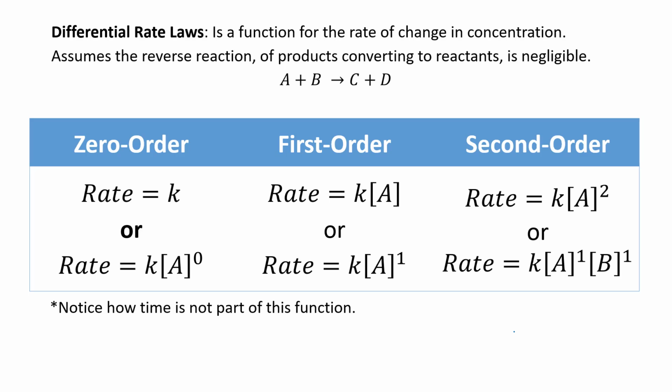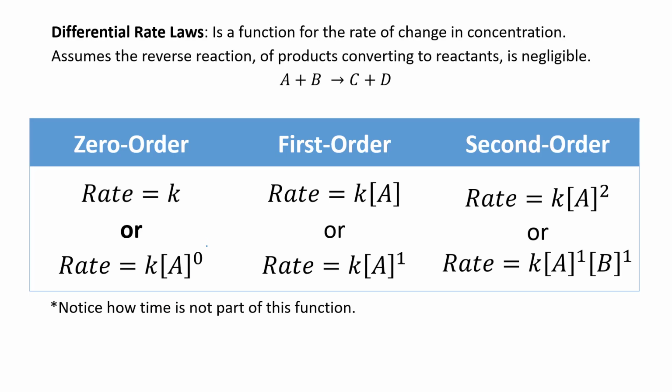But how we're going to utilize them is just differential rate laws are simply a function of the rate of change in concentration. So notice how all of these have rate equals k, where k is just a constant, times the concentration of that change in concentration, okay? And then they're raised to some kind of exponent. And the exponent is going to tell you the order of the reaction. Now, what do I mean by that?